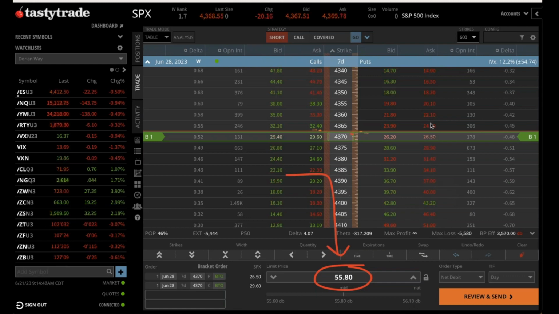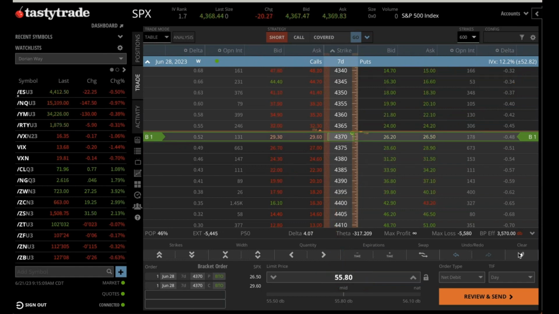TastyTrade believes that their calculation is closer to the one standard deviation or the 68% of the time, and it's better than the straddle price. And I just say it is right, but I still prefer to have the bigger expected move if I can have it. Doesn't mean I can, but if I can get it, then that's what I'm going to go for.